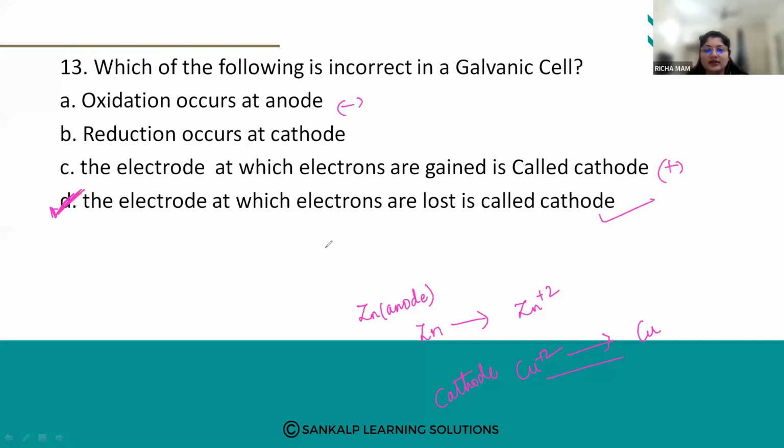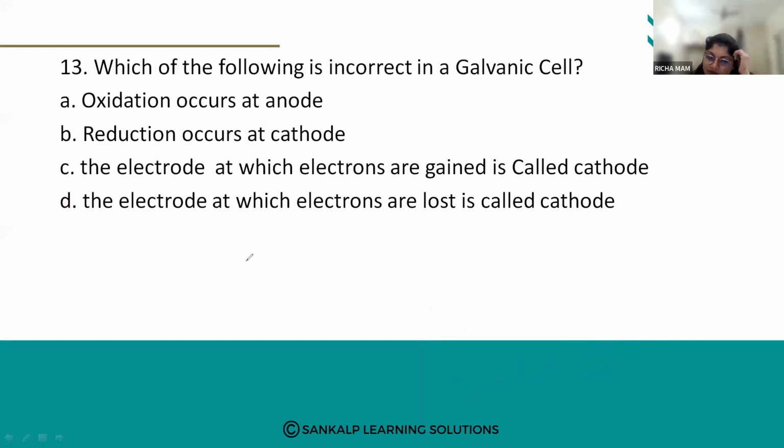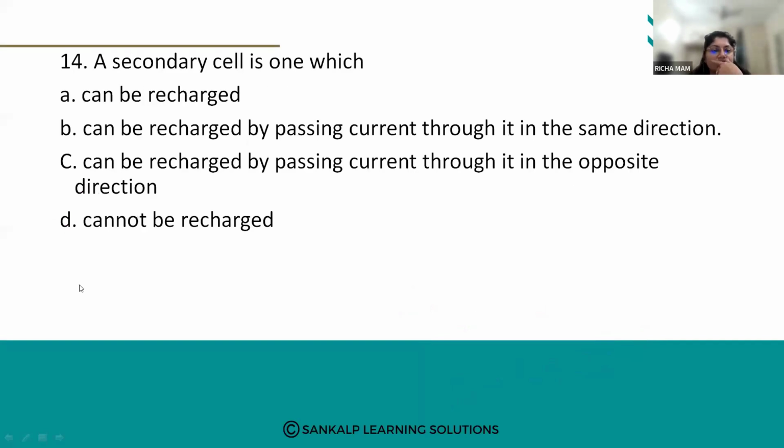So at anode, what is occurring? The oxidation is occurring at anode. The electrode at which the electrons are lost is called anode. So oxidation occurs. Oxidation means loss of electrons. So yes, option number D is the answer. Very good. Let us go for the next one.